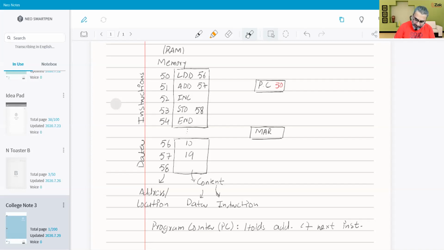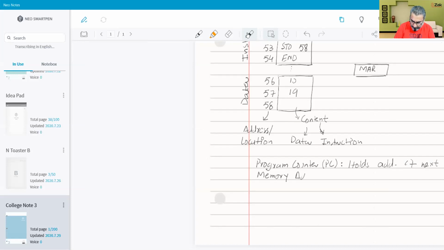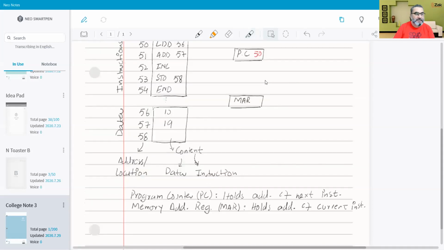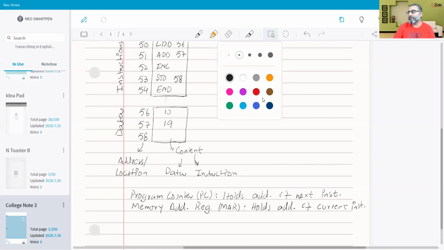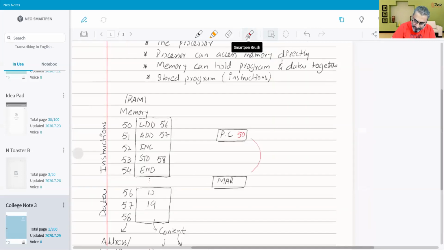So what is the memory address register, MAR? It holds the address of the current instruction. Which is the current instruction? The instruction which is now being executed. What is the next instruction? The one which will be executed next. So from PC, the address goes to MAR.